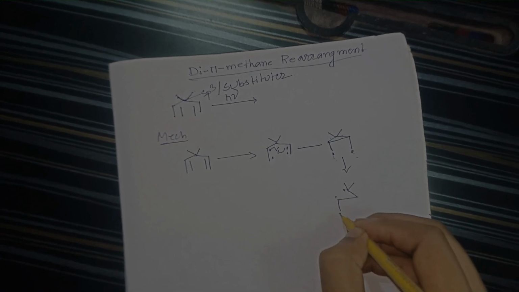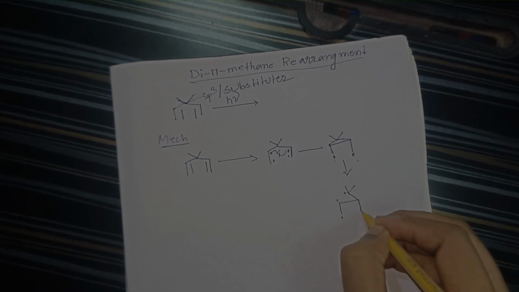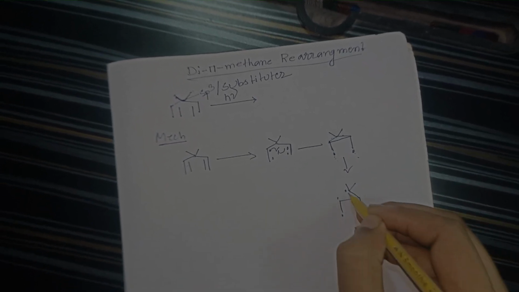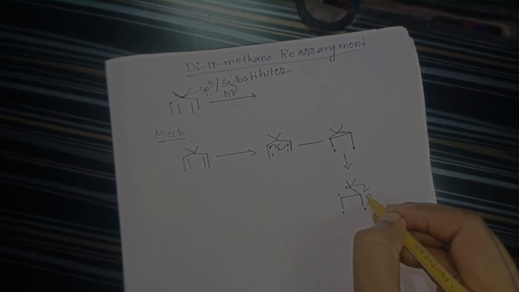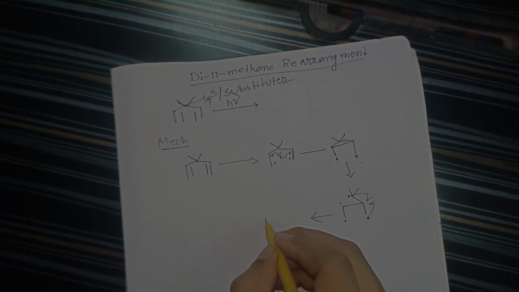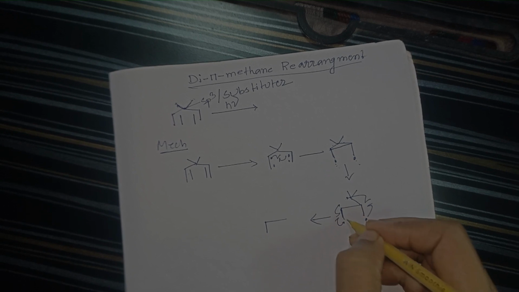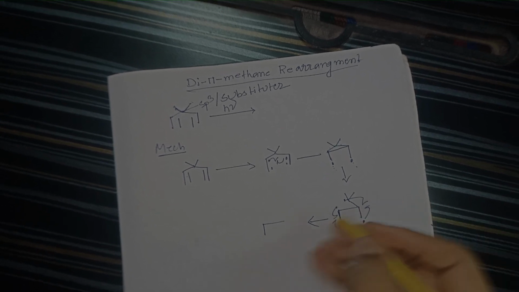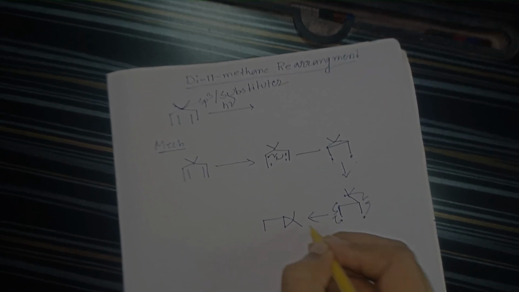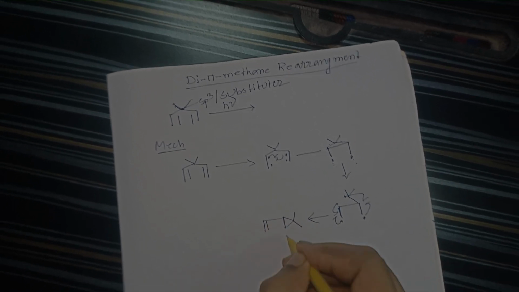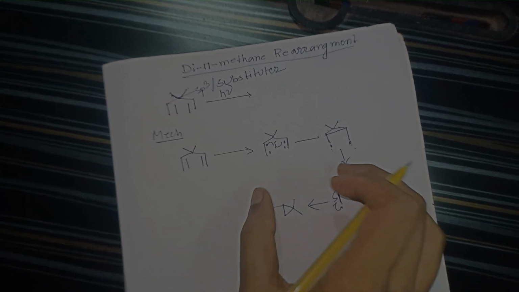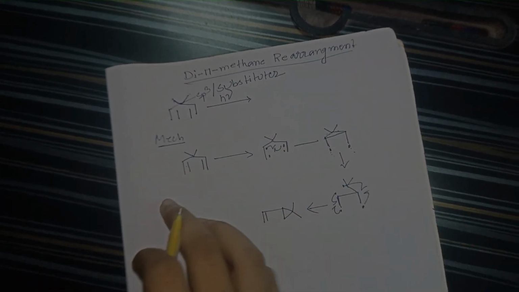And it turns into a radical. And these two radicals form a bond, and these two radicals also form a double bond. This is the basic mechanism of di-π-methane rearrangement.